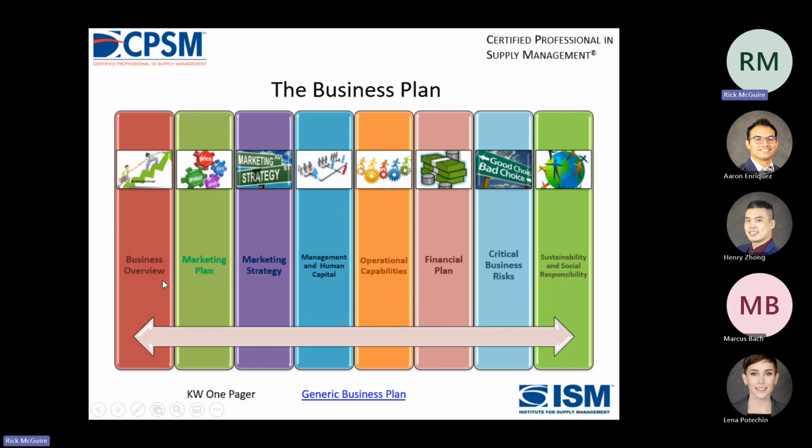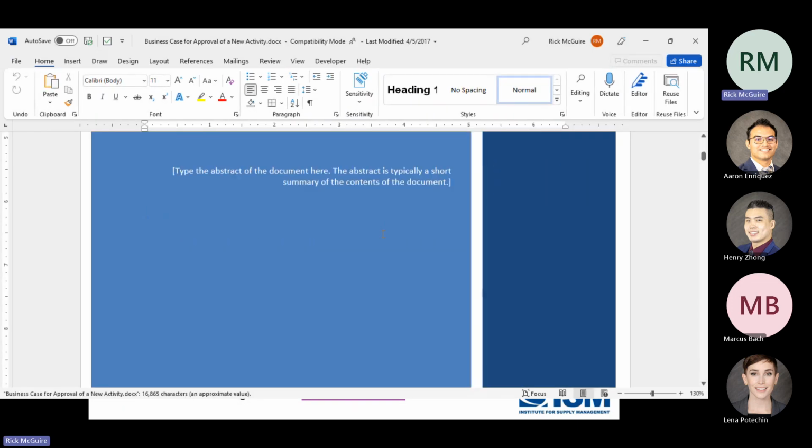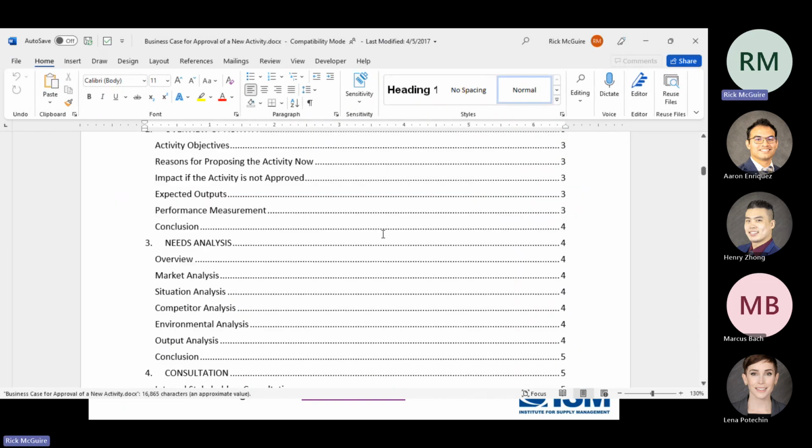Here's the business plan sections. You got an overview, marketing, plan and strategy, human resources. This is down at the plant manufacturing level. Accounting, risk kind of cover the whole company. And then ISM always likes to put the green aspect in there. And this generic business plan, this is more of a business case than a business plan.